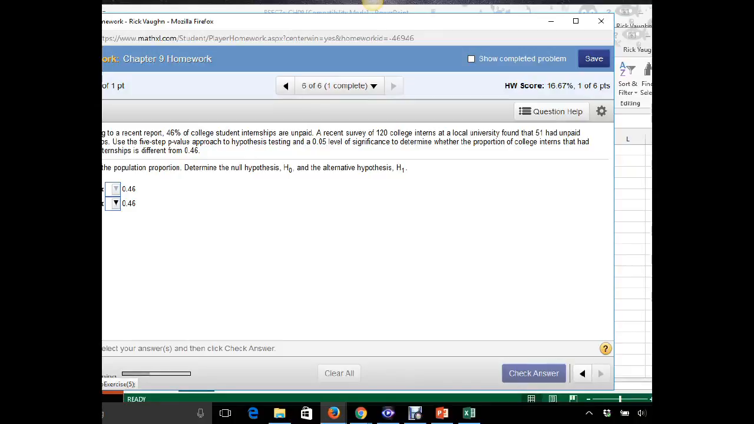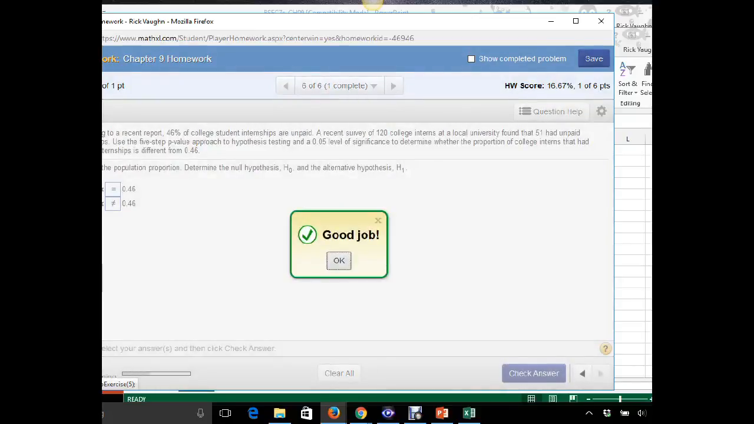The null hypothesis is always the equals side of this equation. It's not saying that the proportion is greater than or less than 0.46. It just says different from 0.46. So that's how I know that this is a two-tailed test and a not equals for the alternative hypothesis.